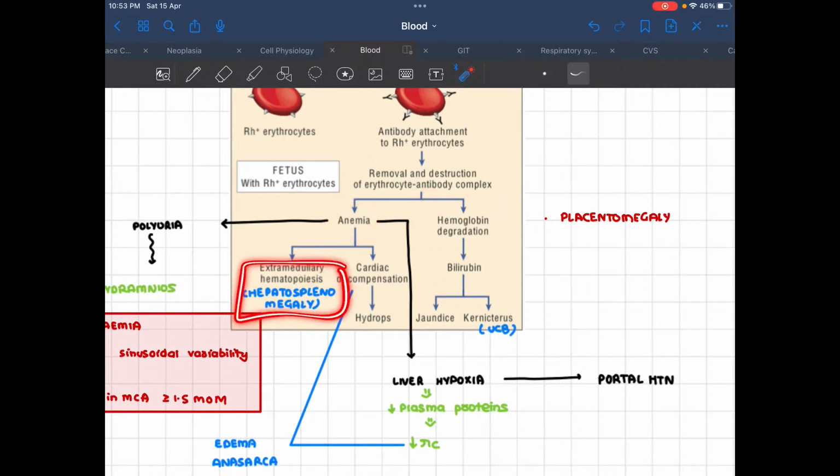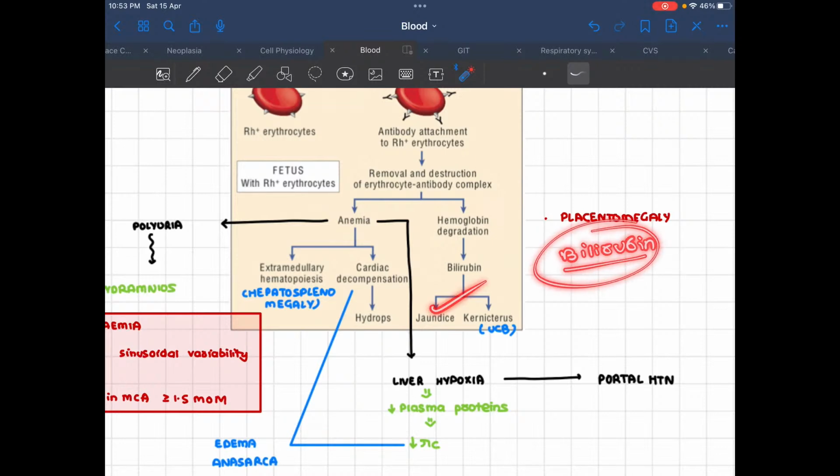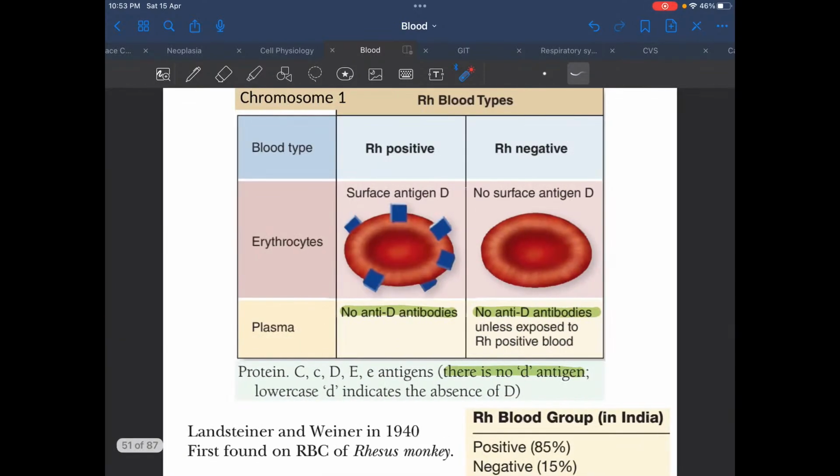This case में it's going to lead to hepatomegaly, right? And obviously जो हमारे hemoglobin अगर breakdown करेगा, it's going to form bilirubin. It's going to lead to jaundice and kernicterus, that is bilirubin induced neurological dysfunction in the baby. Alright. ठीक है, and we've discussed about chromosome 1 as well.